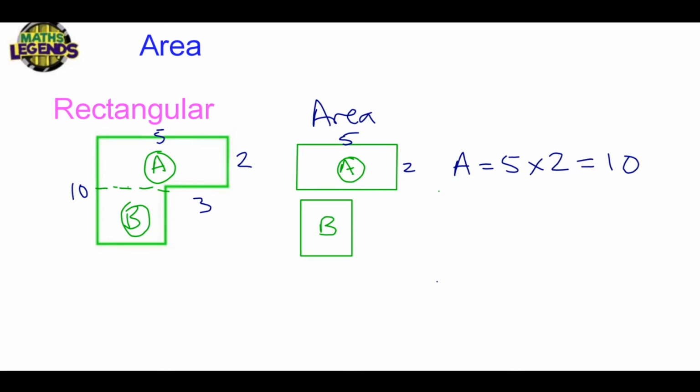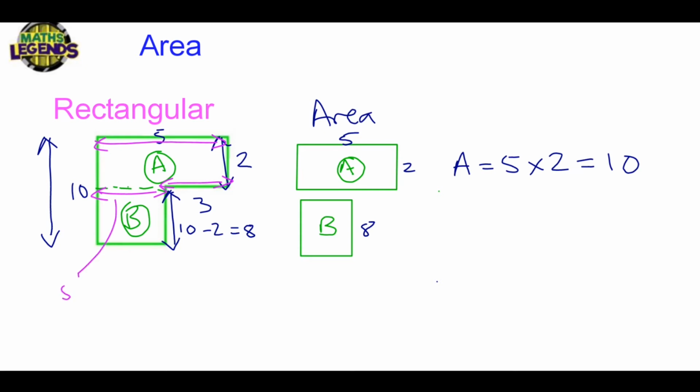Now for this one, it's a bit trickier because we don't know the length of the base or the height, so we need to work it out. Given this whole one is 10, and we know from this that this part here is 2, that means this bit here must be the difference. So this must be 10 take away 2, which is 8. So the height here is 8. Then we use the same logic to work out this part. The top length here is 5, and this part here is 3. So the difference between these two, 5 take away 3, is equal to 2. So we know the base here is 2.